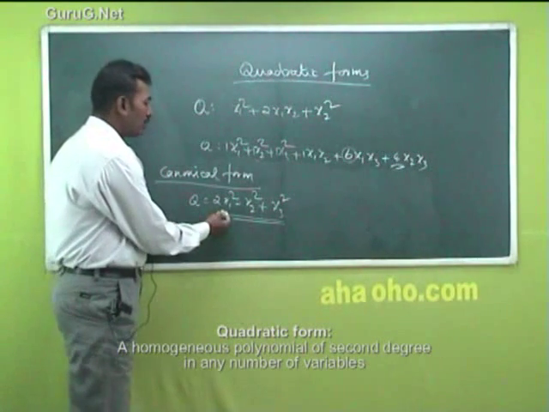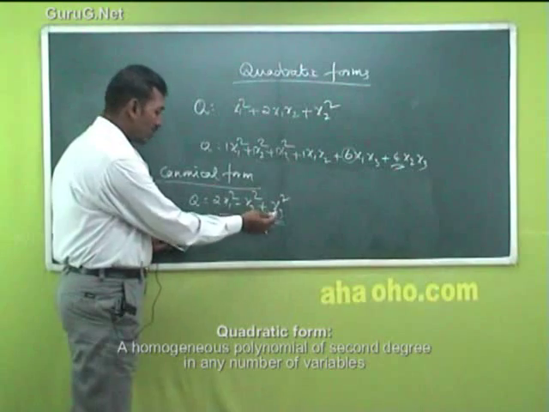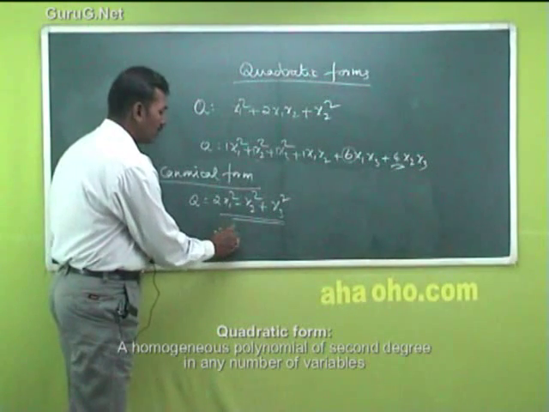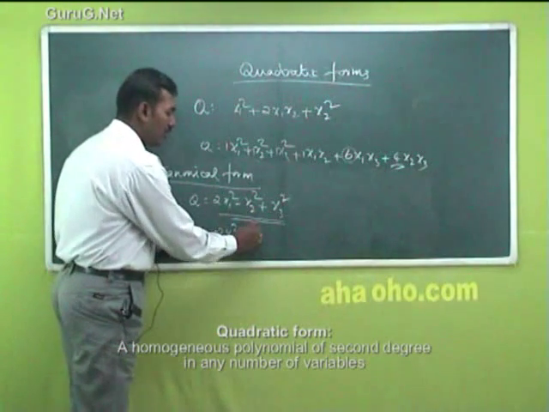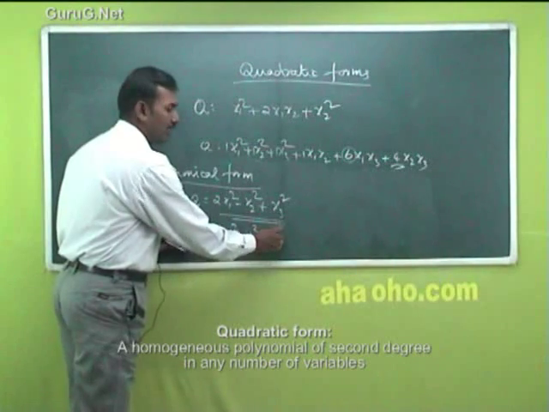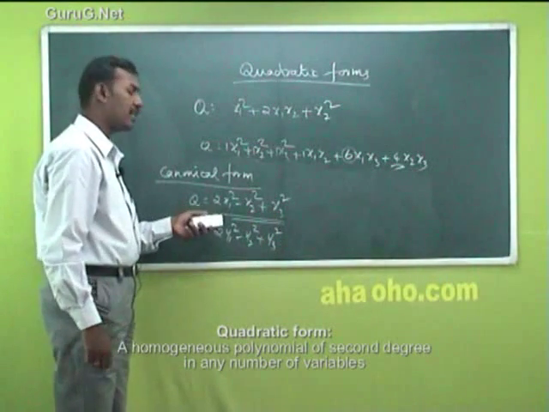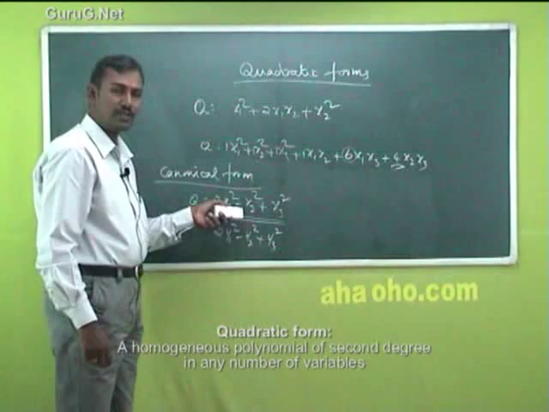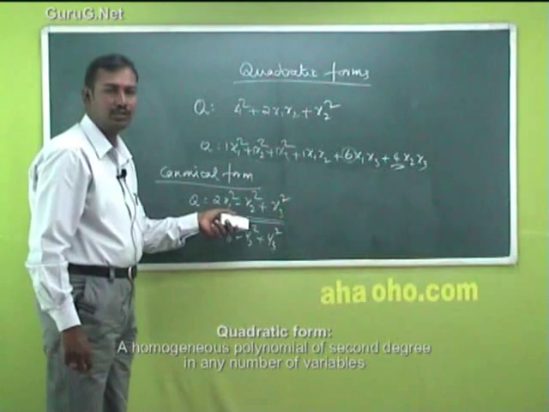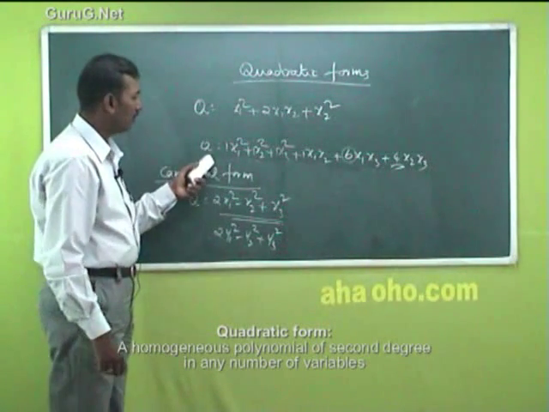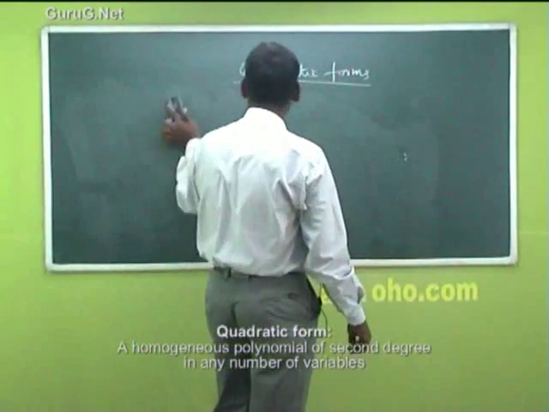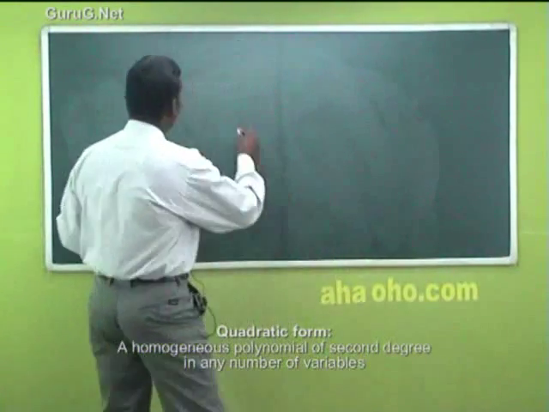How can this quadratic form be reduced to canonical form? You may write either 2x1 squared minus x2 squared plus x3 squared, or you can write 2y1 squared minus y2 squared plus y3 squared. Any variable, either in terms of x1, x2, x3 or y1, y2, y3. Now, the matrix of the quadratic form is nothing but what?